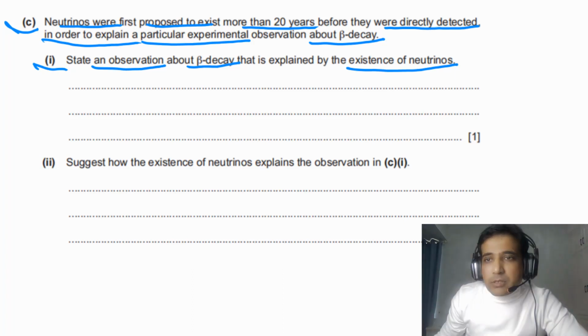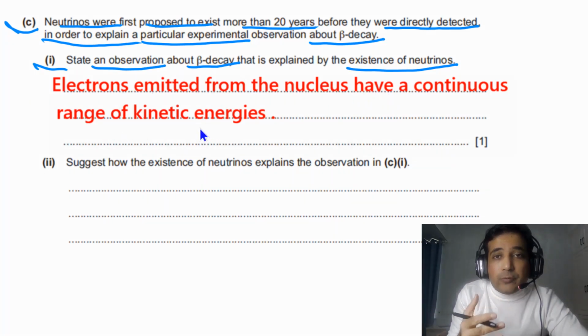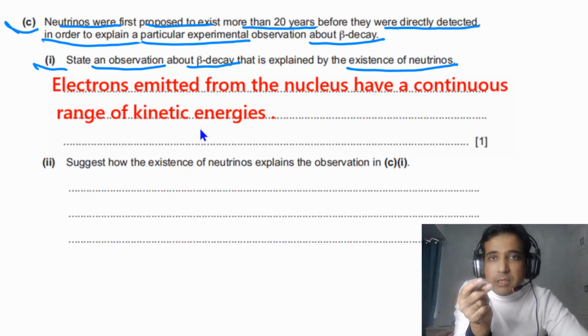So this is one point you need to write down in your answer. Simply you can say in this case, electrons emitted from the nucleus have a continuous range of kinetic energies. Beta particles always have different kinetic energy, even when the same experiment is repeated, and that was the reason behind the discovery of neutrinos.